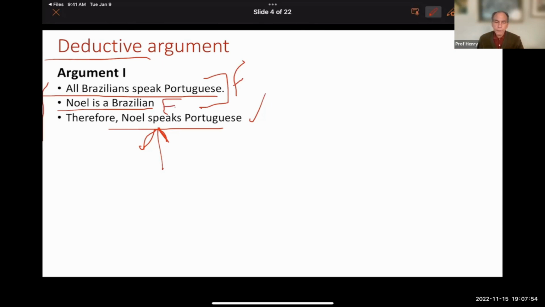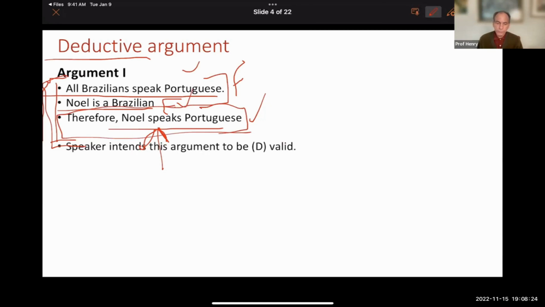So if you want to refute this argument, you have to claim that one of the premises is false, because this logical structure takes the form of a deductive argument. So if this is true and this is true, this has to be true. And the only way to refute this is by trying to claim that one of the premises is false.